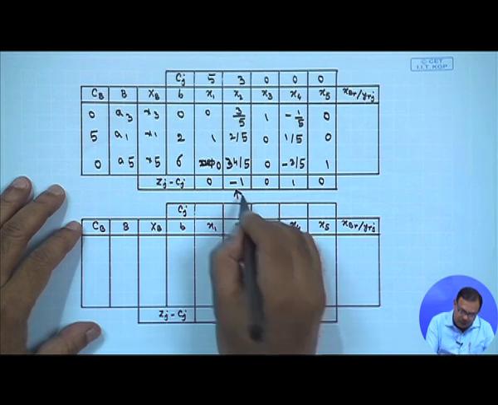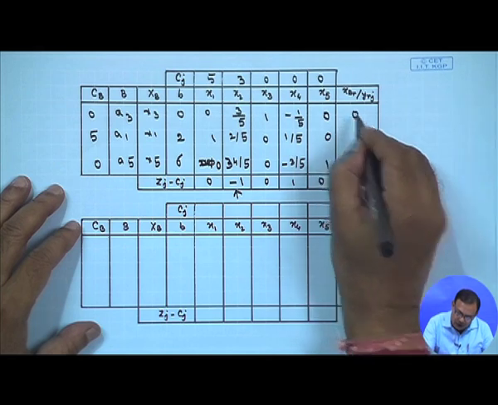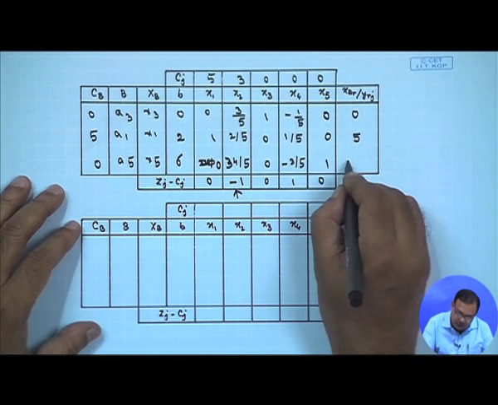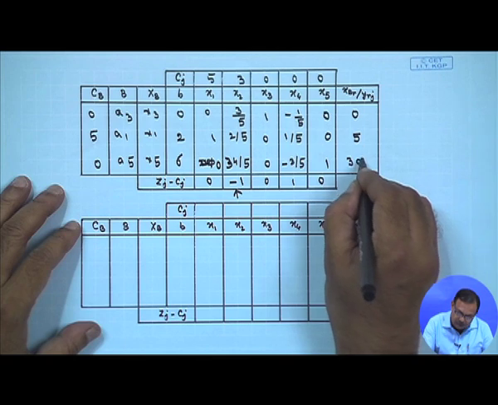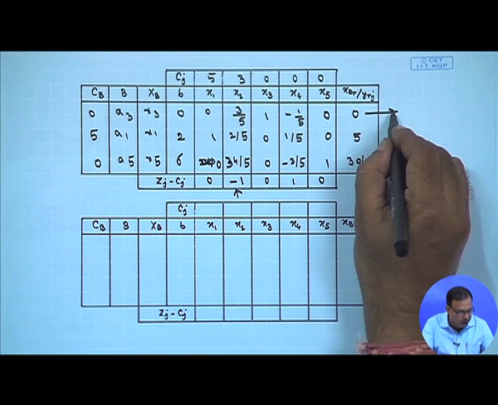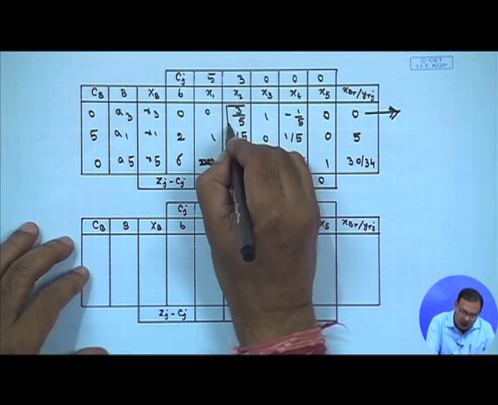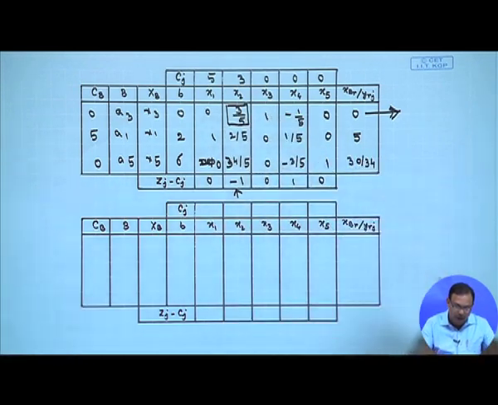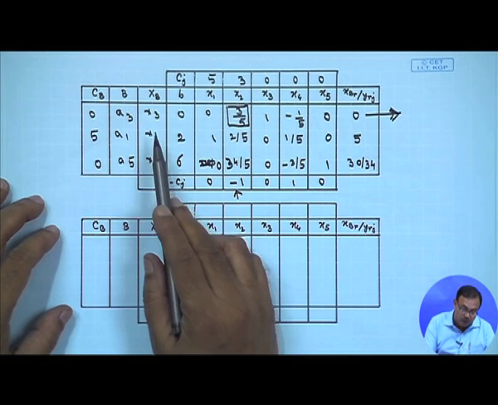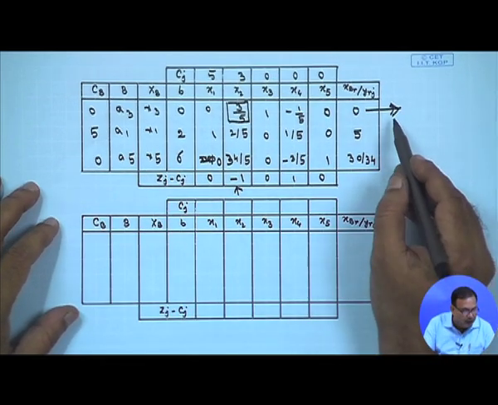So, your entering vector is x2 now. So, I have to calculate the ratio. It will find that 0, 5, 30 by 34. So, the minimum is this one. Therefore, your departing vector is x3 and this is your pivot element. And there is no degeneracy till now. Sorry, there is a degeneracy because one of the basic variables is 0 over here. So, you are calculating this.